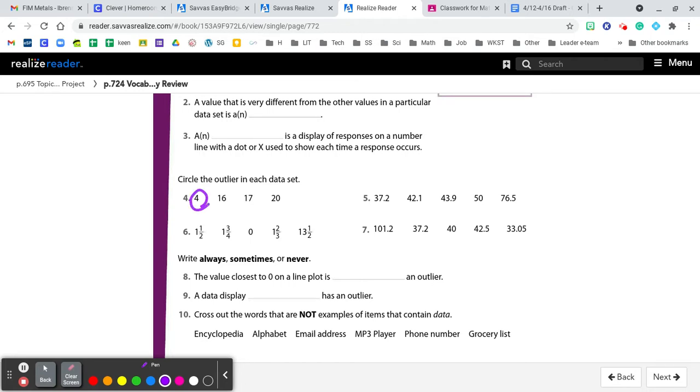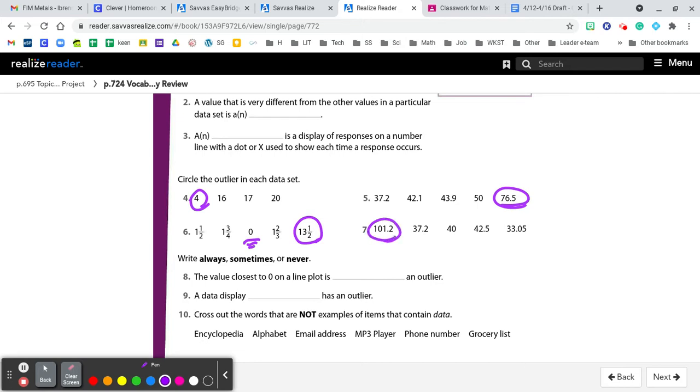4, 32, 42, 43, 50, 76. 1 1/2, 1 3/4, 0, 1 2/3, 13 1/2. Careful on this one, because this 13 1/2 is way far away. 0 is close. And number 7, 101, 37, 40, 42, 33, the outlier.